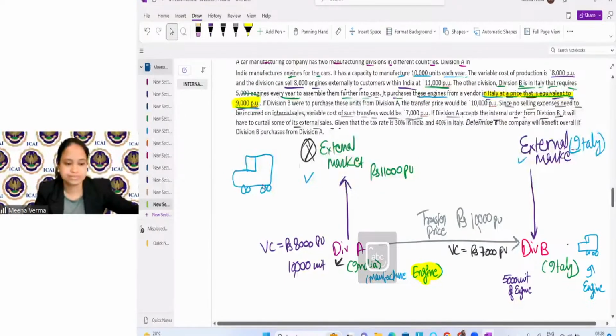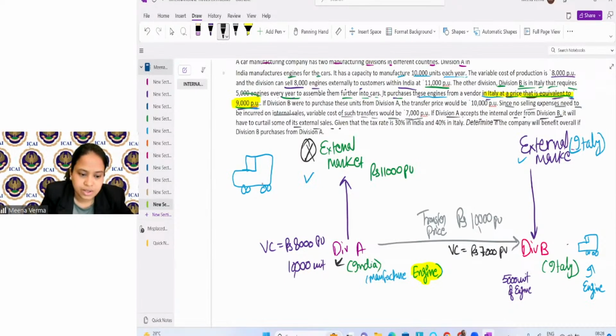Then what is given? Given that the tax rate is 30% in India, and the tax rate in Italy is 40%. What else? Determine if the company will benefit overall if division B purchases from division A.